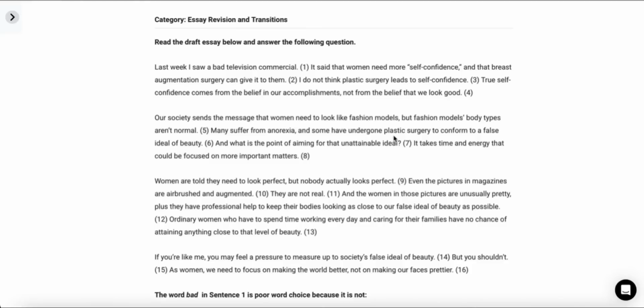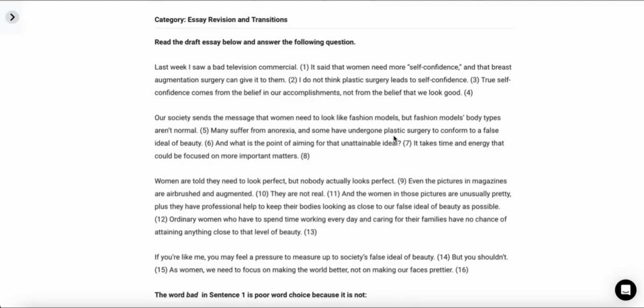Our society sends the message that women need to look like fashion models, but fashion models' body types aren't normal. Many suffer from anorexia, and some have undergone plastic surgery to conform to a false ideal of beauty. And what is the point of aiming for that unattainable ideal? It takes time and energy that could be focused on more important matters. Women are told they need to look perfect, but nobody actually looks perfect, even in pictures in magazines. Even the pictures in magazines are airbrushed and augmented.